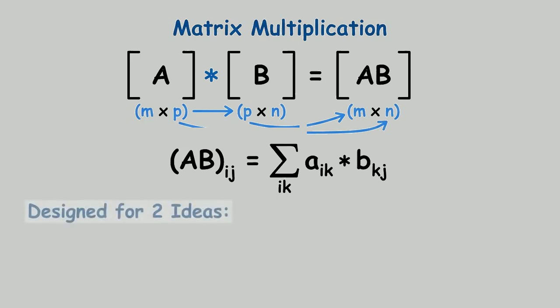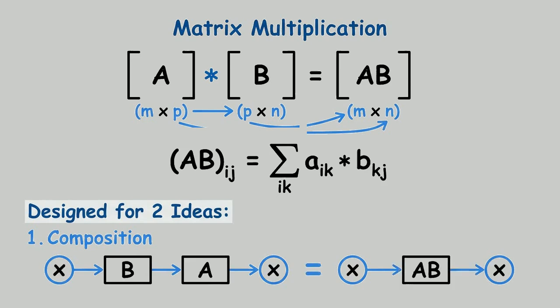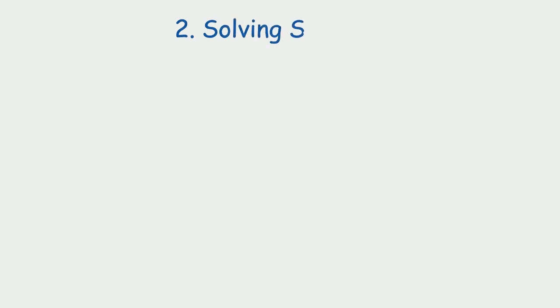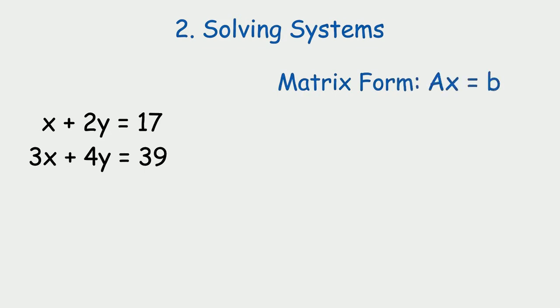This rule is designed to match two key ideas. First, composition of transformations. If B transforms a vector and A transforms the result, then AB represents doing B first, then A. Second, solving systems of equations. If you write a system like x plus 2y equals 17 and 3x plus 4y equals 39, that's the same as the matrix equation A times x equals B.